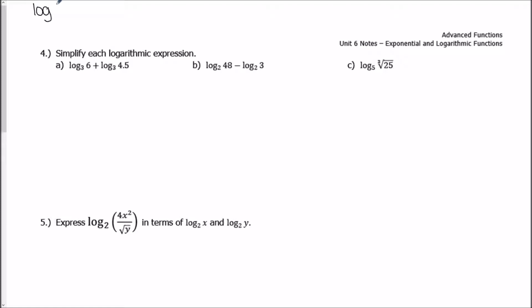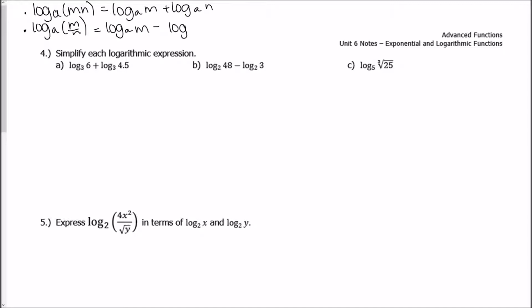So just a reminder that log base a of m times n is equal to log base a of m plus log base a of n. Okay. We also know that log base a of m divided by n is going to be log base a of m minus log base a of n. And then lastly, we also know that log base a of m to the power of n is equal to the exponent times log base a of m. So let's take a look at question A.